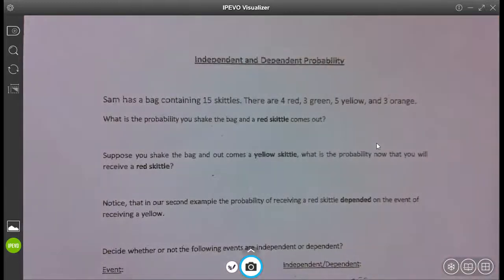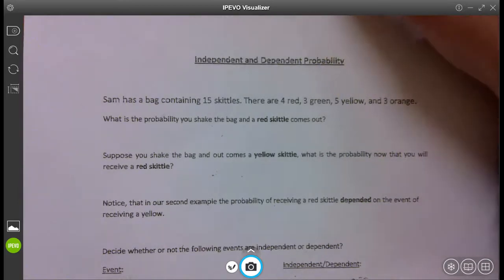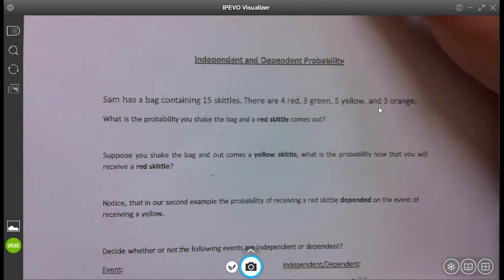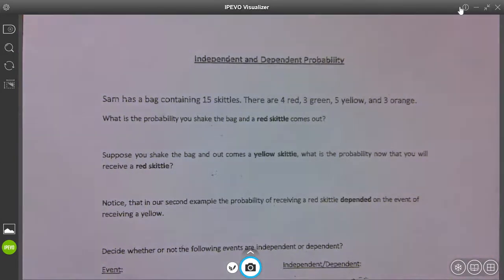Okay. We are in day 4 of probability. And we're talking about probabilities that have an effect on one another. So if they don't have any effect on each other, they're what's called independent. And if one does affect the other, that's a dependent probability.